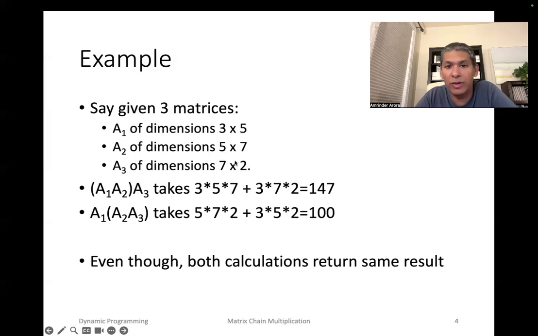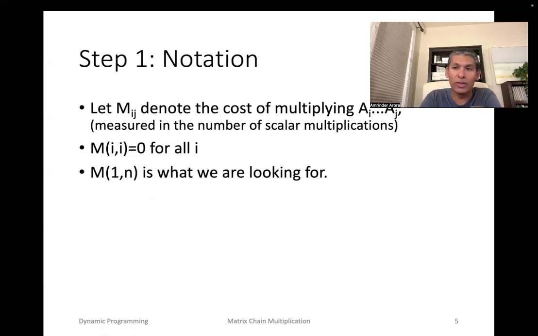a 3 by 5 matrix with a 5 by 2 matrix. It'll take an overall 100 units of time. So you can see you're almost saving 50% of the computation time, even though the calculation returns the same result, if we just know what's the right sequence, the right order to multiply these in, okay? Now, how will we solve this? We'll solve this using our dynamic programming approach.